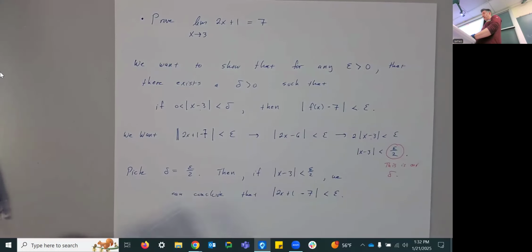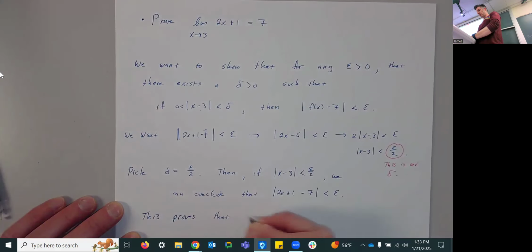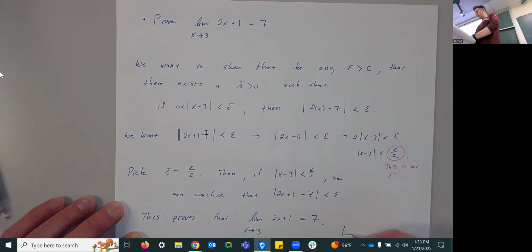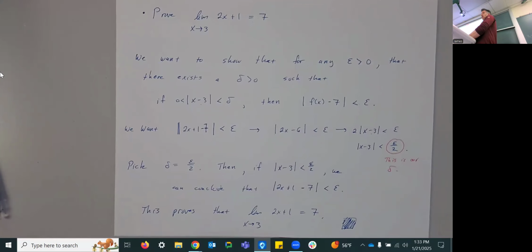We wanted to say, great, if x is really close to 3, then f of x is as close to 7 as we want it to be. And then I usually like to write the words, this proves or shows that the limit as x approaches 3 of 2x plus 1 is equal to 7. And then people like to make a little square and then fill it in, which is a shorthand notation for we proved the thing we wanted. We're done. I probably write more words than are necessary. That's okay. But you can probably write less and be fine.